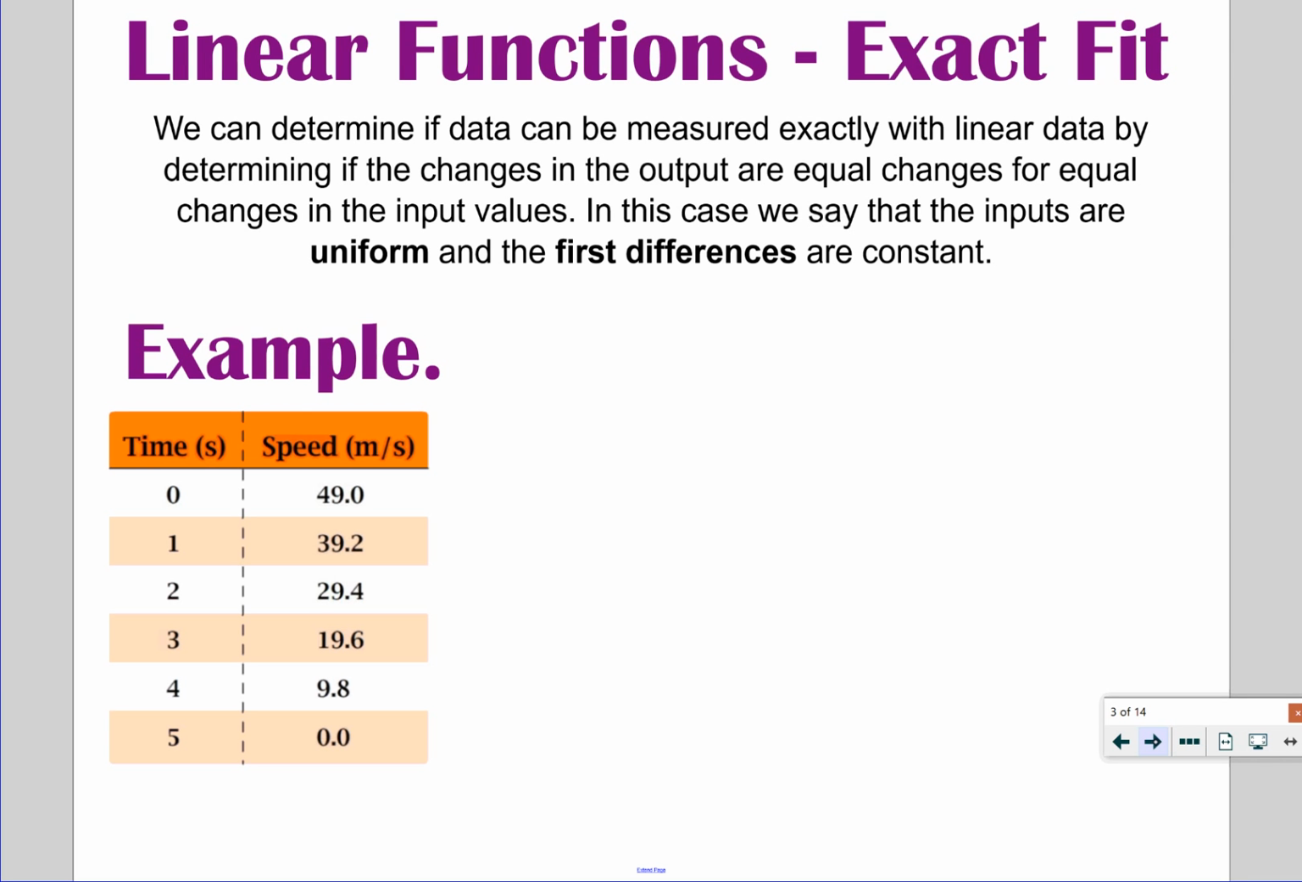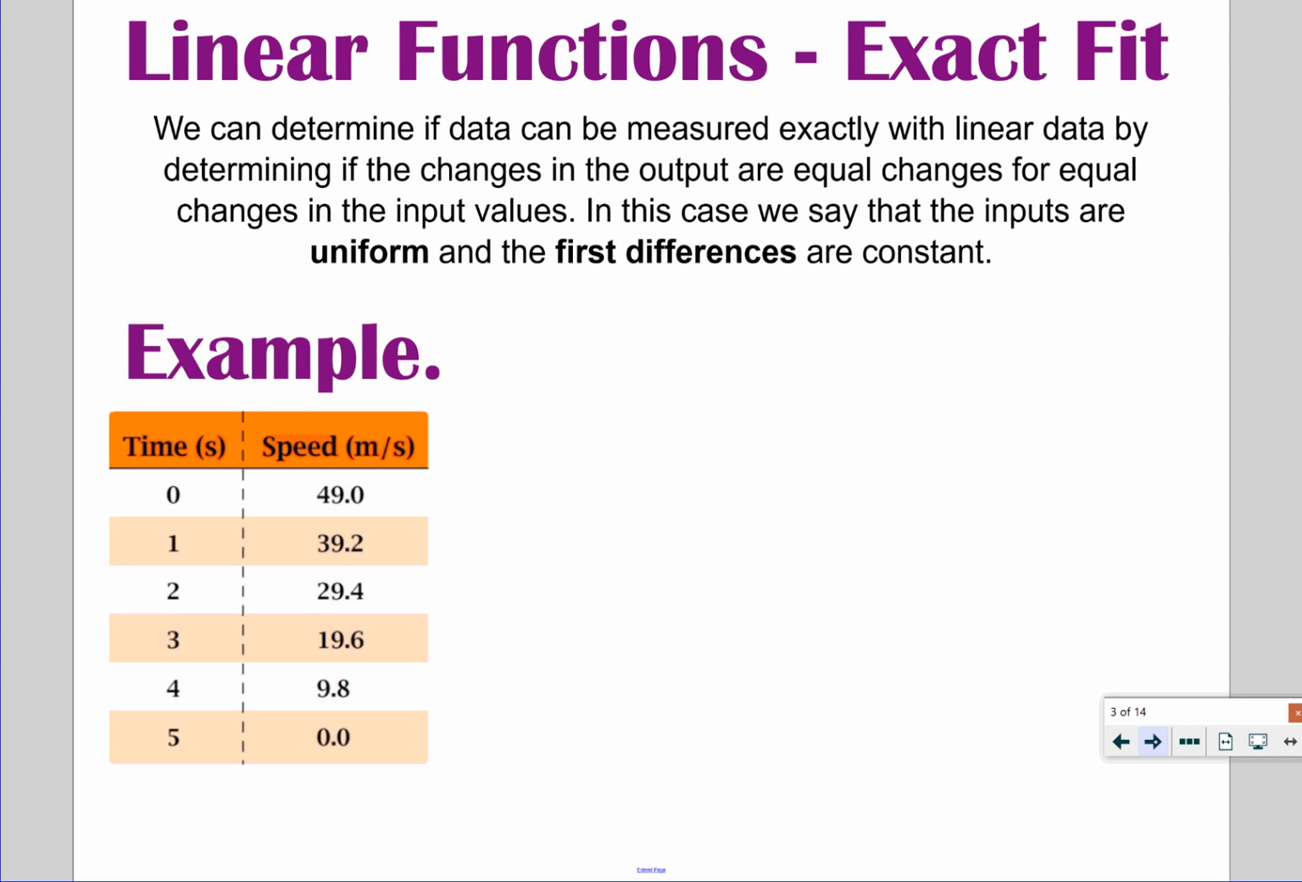All right, so the first thing we're going to talk about are exact fits for linear functions. We can determine if data can be measured exactly with linear data by determining if the changes in the output are equal changes for equal values of changes in the input. In this case, we say that the inputs are uniform and therefore the first differences can be considered constant.